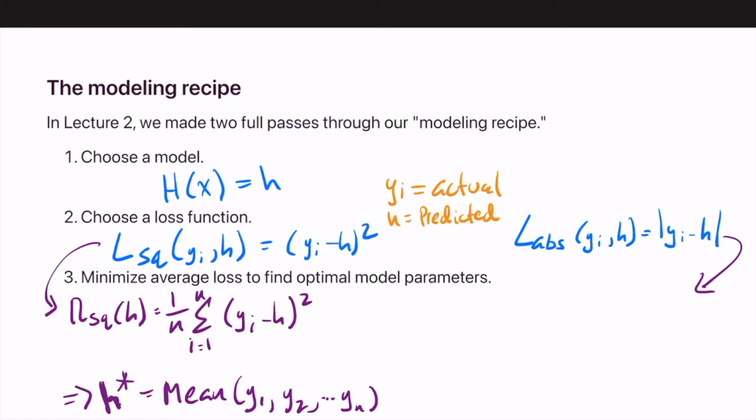And then for the absolute value, R absolute of h, again, 1 over n, and we're going to be summing up all of the absolute values of y_i minus h for our entire data set. And from that, we found that it was just the median. So that was h star.